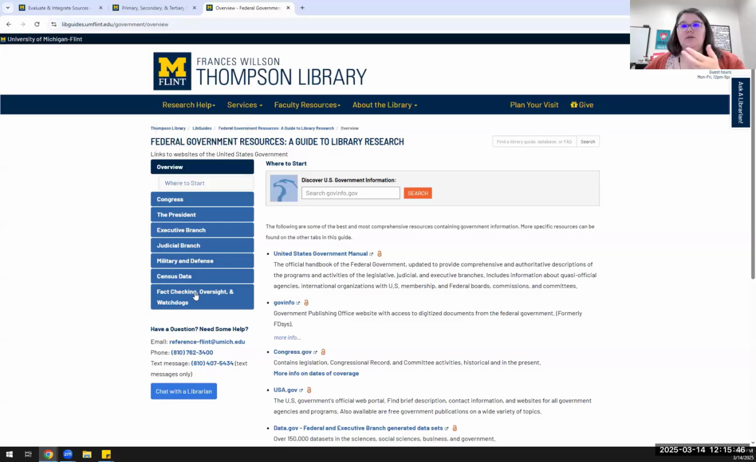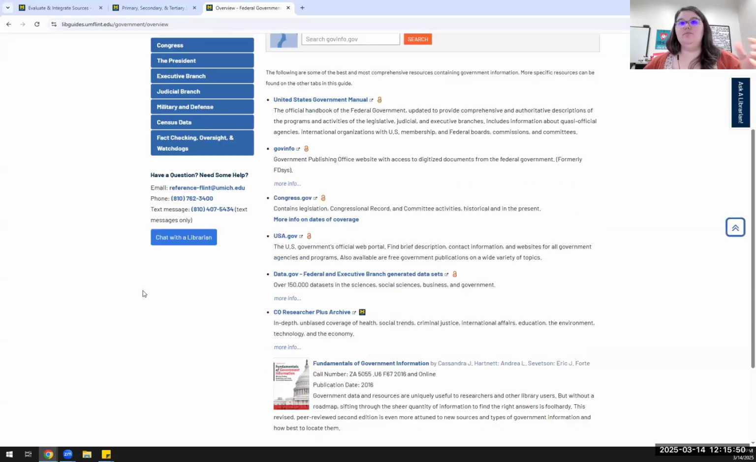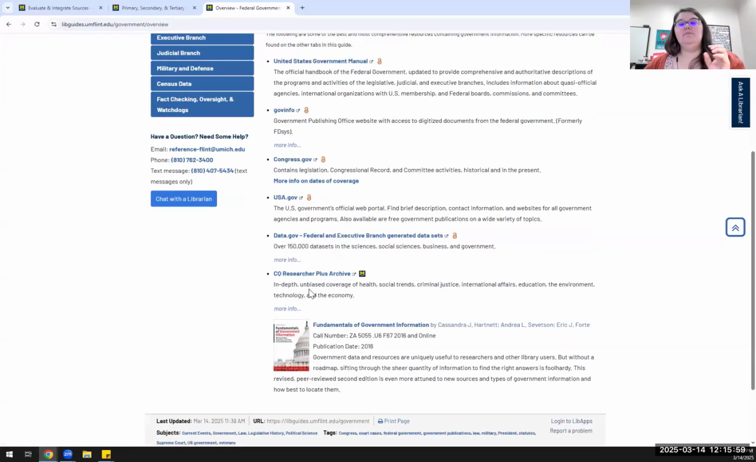But basically how this is organized is that we have some of the bigger places to start. Some of them are directly from government sites, so data.gov, USA.gov, congress.gov, but we also have some that are particular to, or subscriptions that we have through the university. So CQ Researcher Plus Archive, for example, has a really great background history about what's been going on in policies through the government, okay?